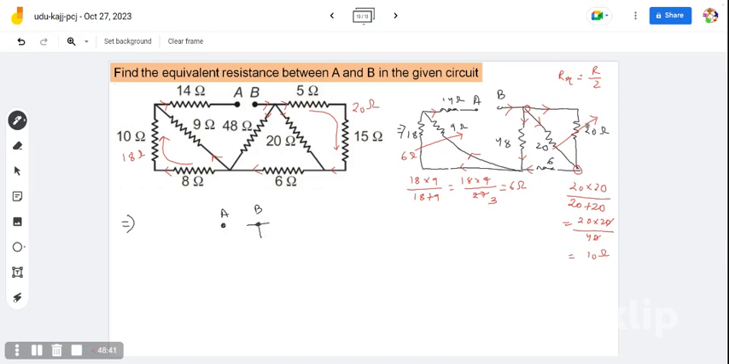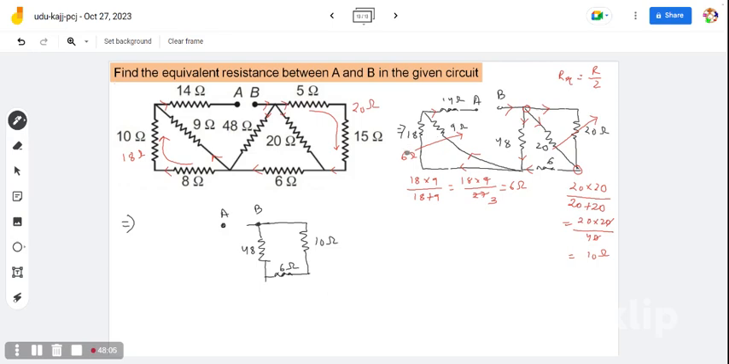So one branch was the parallel combination for this. These are being reduced. So what we get? 20, 20, 20 parallel, we get 10 ohms. So in one branch we draw 10 ohms. In the other branch it is 48 ohms. And between this point and this point, what we get? 6 ohm. So we draw 6 ohm.